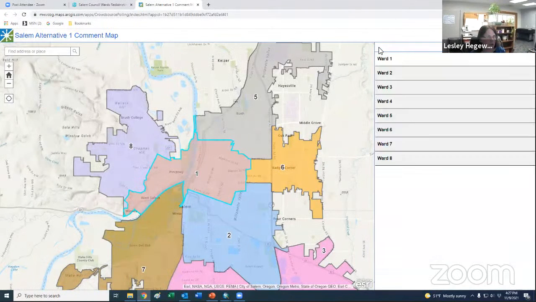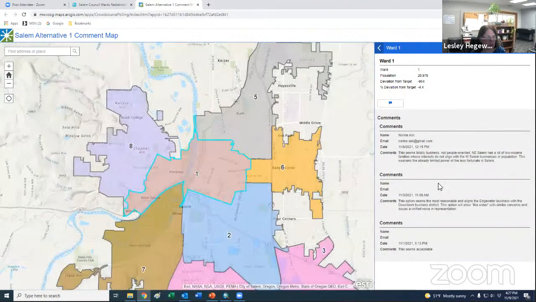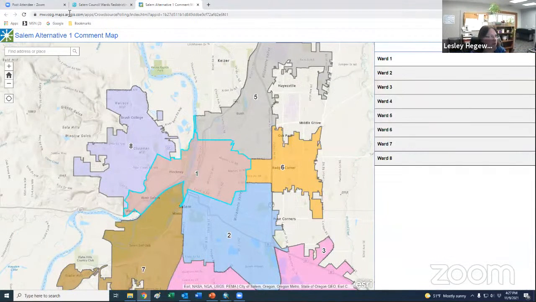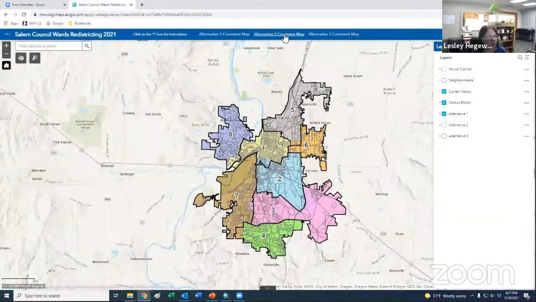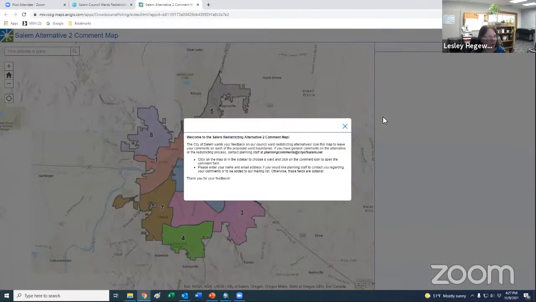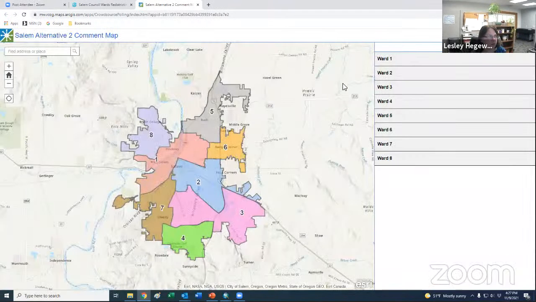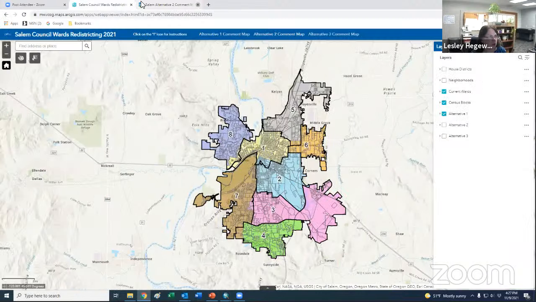And so you can see that on that one, there have been some comments left already. We've gotten a few comments, not a lot, but that is available for all of the alternatives and similar map. I mean, basically the same map interface for each one. So that is one way that you can leave your feedback on these alternatives.